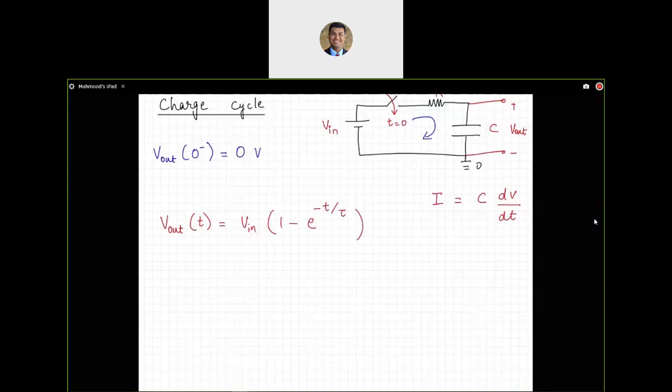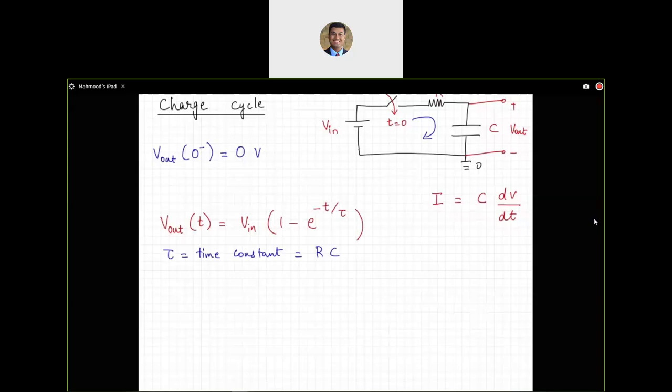Now, what is tau? Well, tau is called the time constant or the decay constant, time constant. And it depends on the value that you choose for R and C. It is essentially the product of those two, R times C. That's your time constant. And what is V in? That's the voltage source. And what is V out? That's the voltage across the capacitor that changes with time.